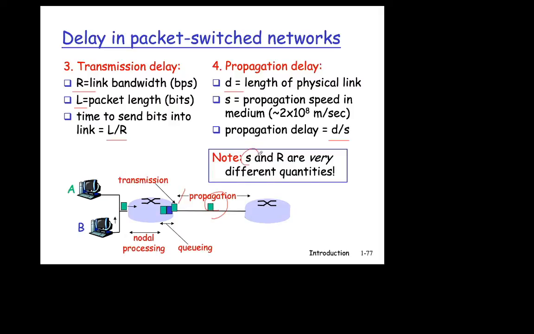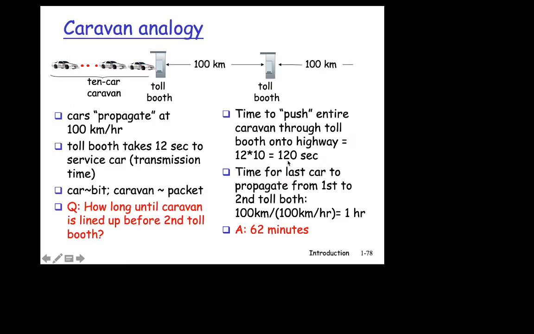Be careful. S here is the distance the signal can travel per second. R here is the number of bits the transmitter can push out per second. Although I call S the propagation speed and R the link speed sometimes, they are two very different quantities, right? Now let's go through a couple examples to exercise calculating transmission delay and propagation delay.